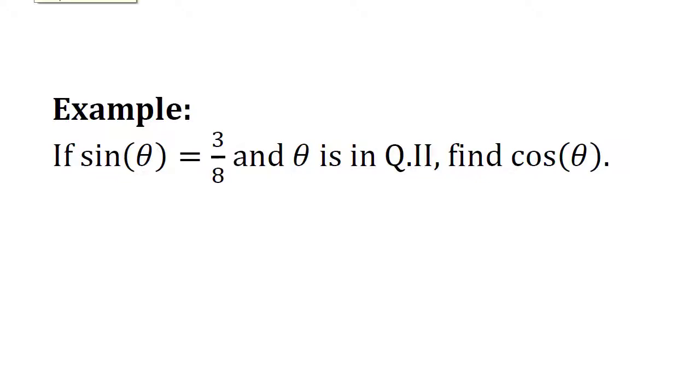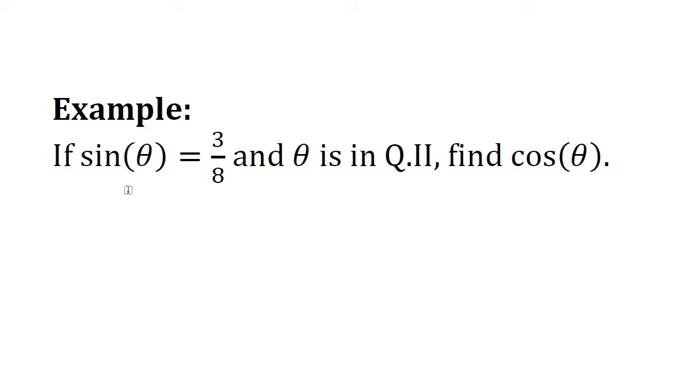Okay, so in this example, if we have sine theta, let's say theta is an angle, so if we have sine theta equals 3 over 8 and theta is in quadrant 2, find cosine theta.